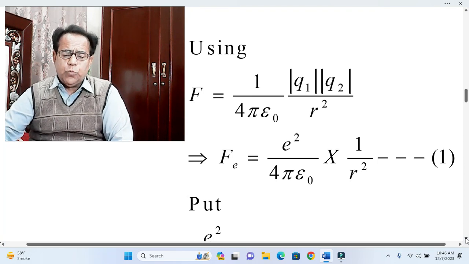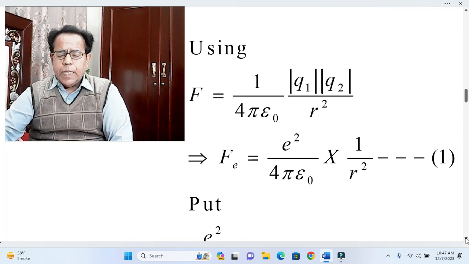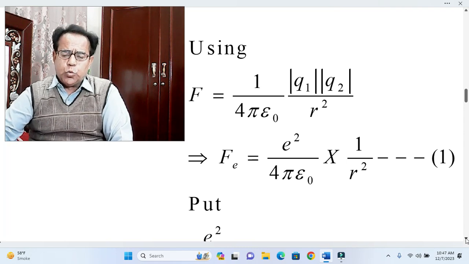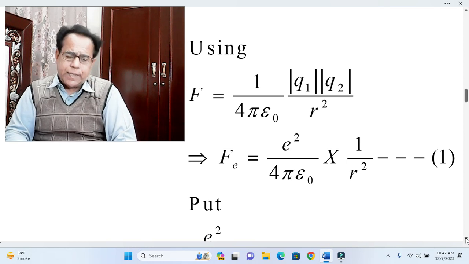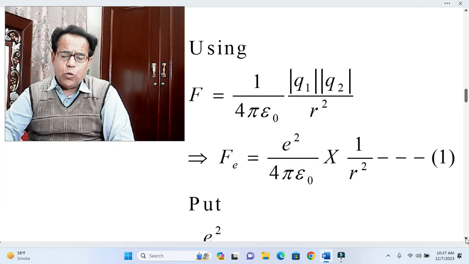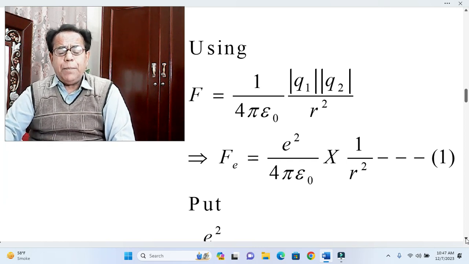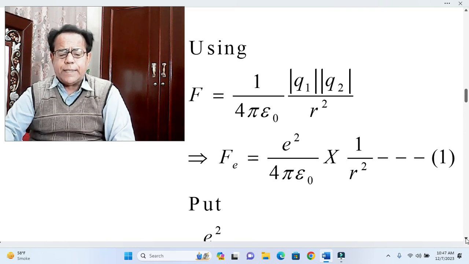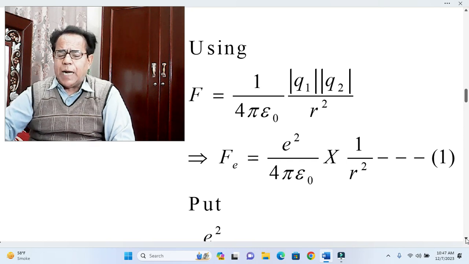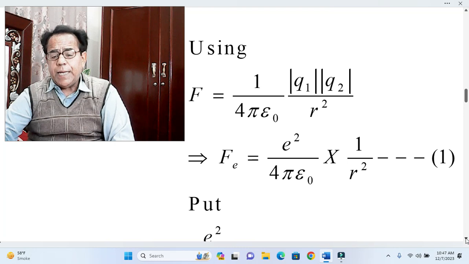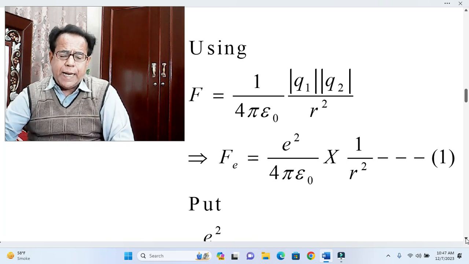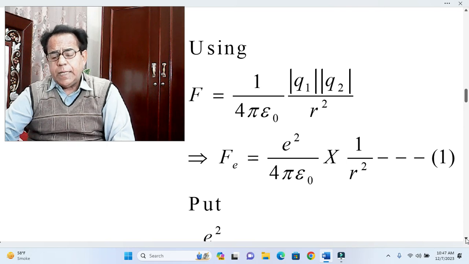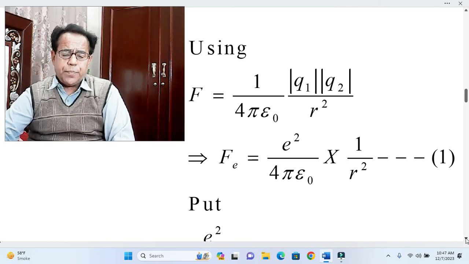Using F equal to 1 over 4 pi epsilon naught times the magnitude of Q1 times the magnitude of Q2 divided by R square. We are basically following this formula, but because the force is electrostatic, we can write small e as a subscript of capital F. It will not make any difference. Moreover, Q1, Q2 can be replaced by e, because e is the elementary charge, the charge on an electron as well as on a proton. The charges on electron and proton are equal but opposite.